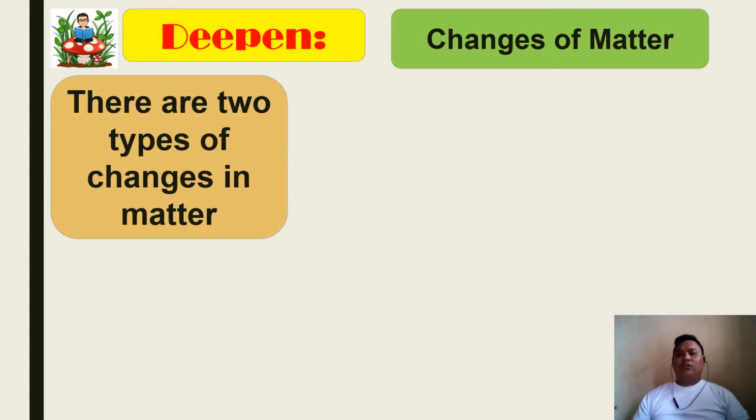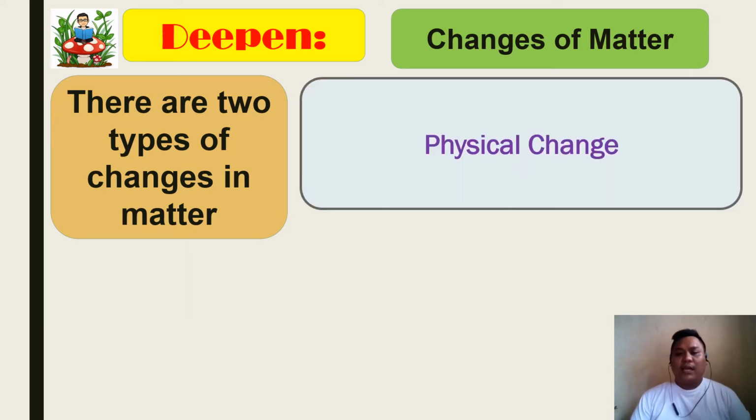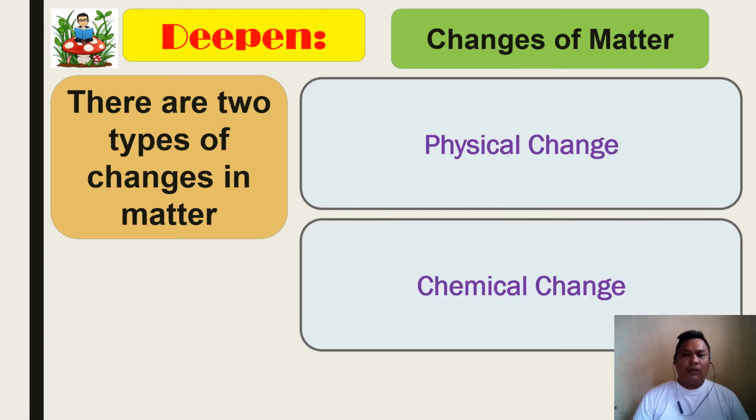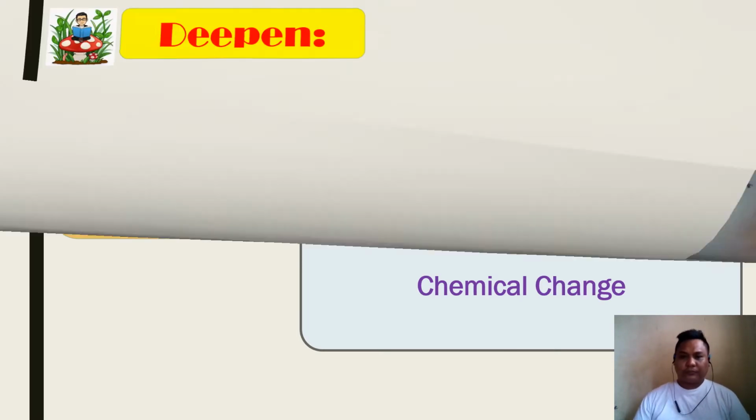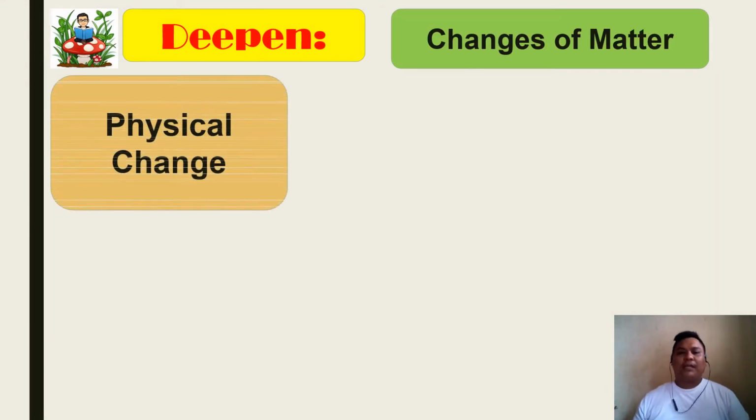Dito na po papasok yung change of matter. So, ano nga ba yung change of matter? Ito yung pagbabago ng isang matter. Okay? So, meron tayong tinatawag na two types of changes in matter. First is physical change. Ano yung physical change? Mamaya po. And the second one is chemical change. So, these are the two types of change of matter.